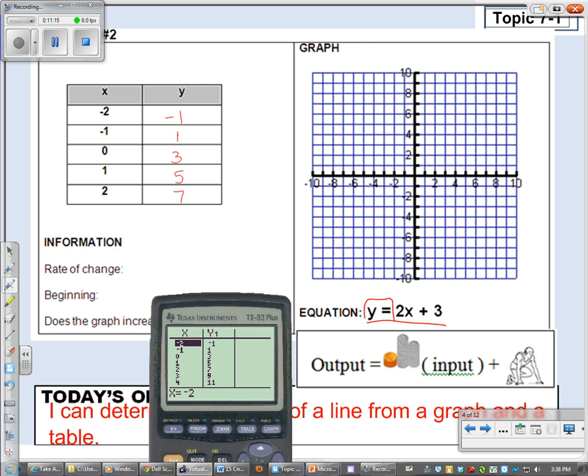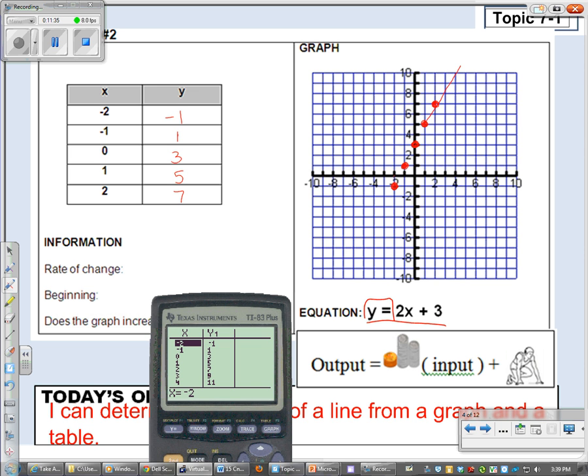When x is negative 2, y is negative 1. At the point x is negative 1, y is 1. When x is 0, y is 3. When x is 1, y is 5. And when x is 2, y is 7.